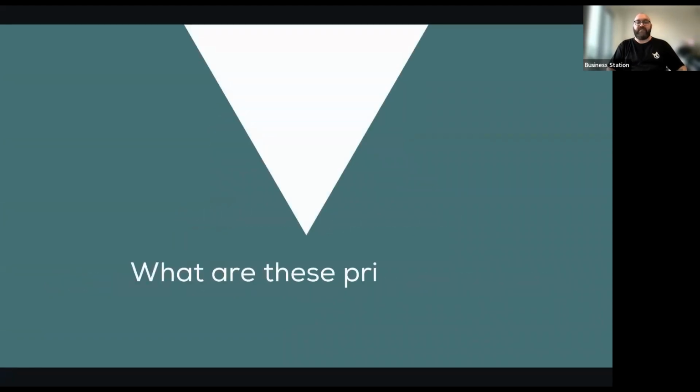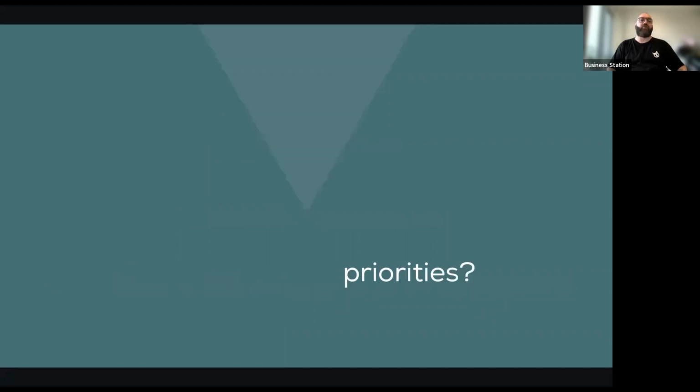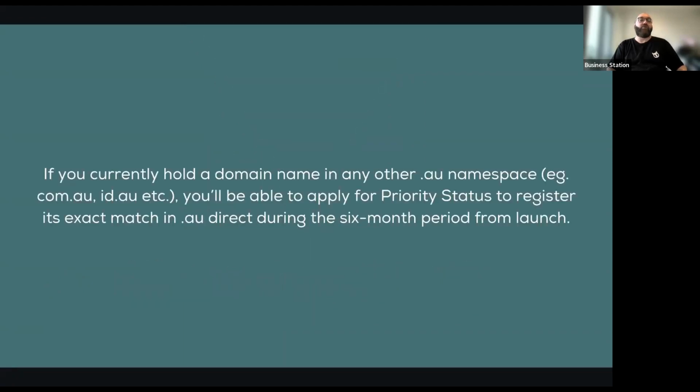So the priorities are all around you holding the domain name in another .au namespace, so .com, .id, etc., then you'll be able to apply for priority status to register the exact match in .au. And that's only for the 6-month period from launch. When was launch? Last month. So you've got 5 months to go. So March was the launch.